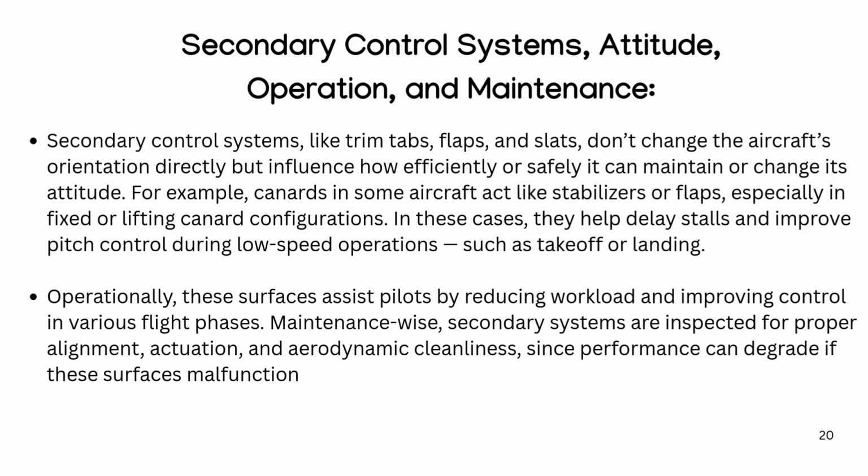Secondary control systems, like trim tabs, flaps, and slats, don't change the aircraft's orientation directly but influence how efficiently or safely it can maintain or change its attitude. For example, canards in some aircraft act like stabilizers or flaps, especially in fixed or lifting canard configurations. In these cases, they help delay stalls and improve pitch control during low-speed operations, such as takeoff or landing. Operationally, these surfaces assist pilots by reducing workload and improving control in various flight phases. Maintenance-wise, secondary systems are inspected for proper alignment, actuation, and aerodynamic cleanliness, since performance can degrade if these surfaces malfunction.